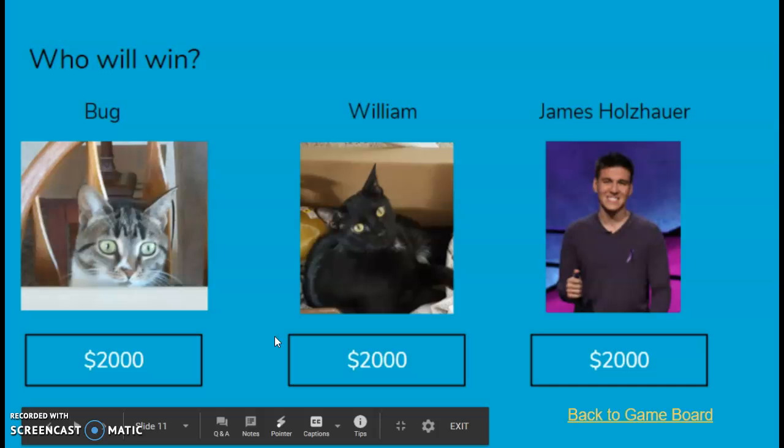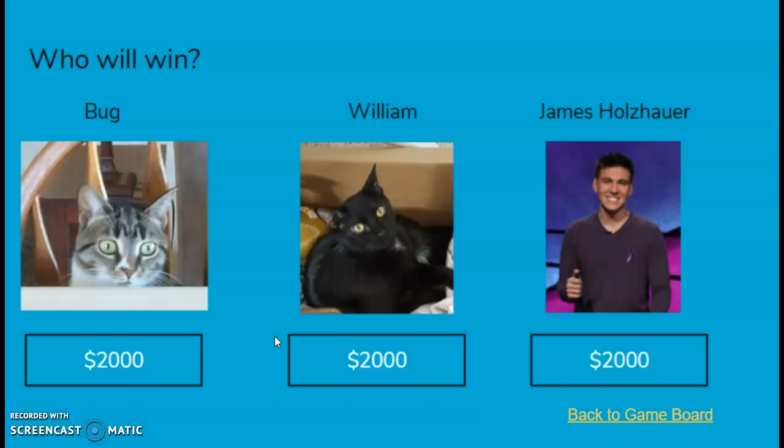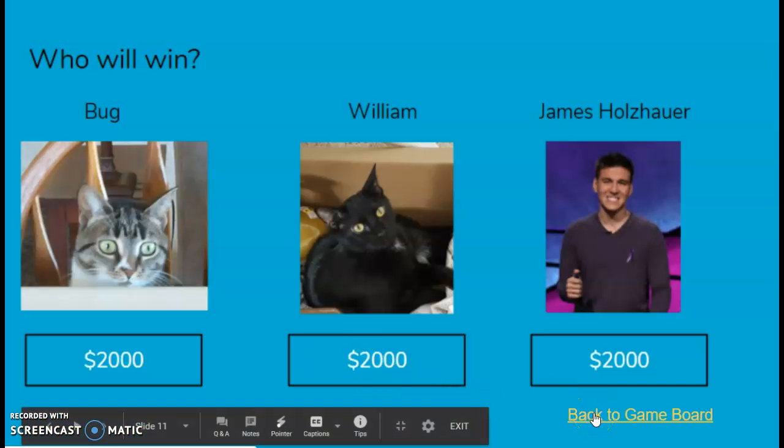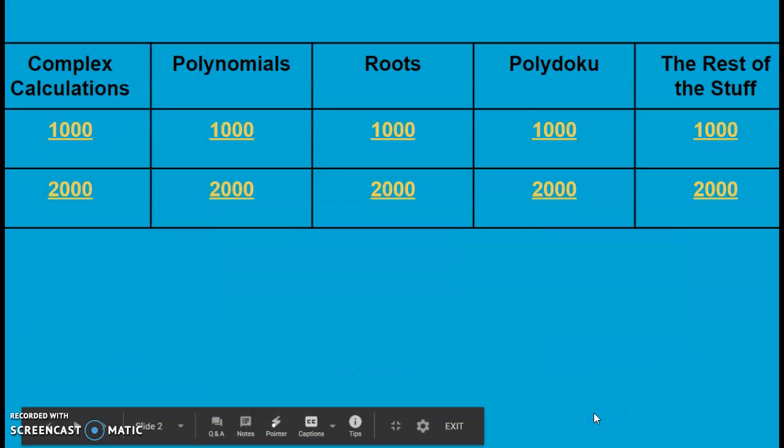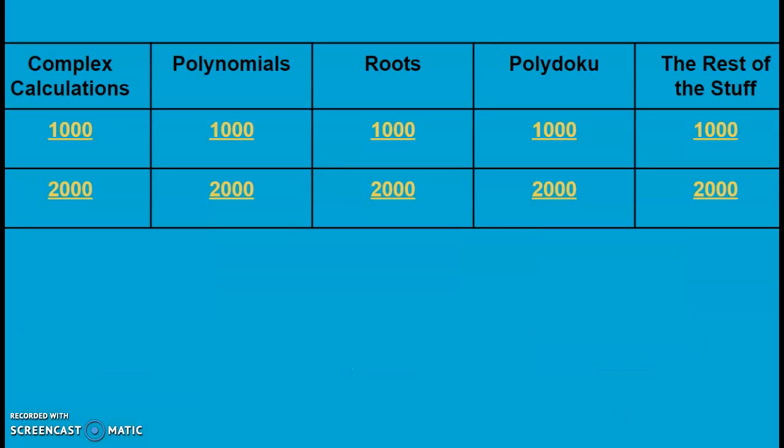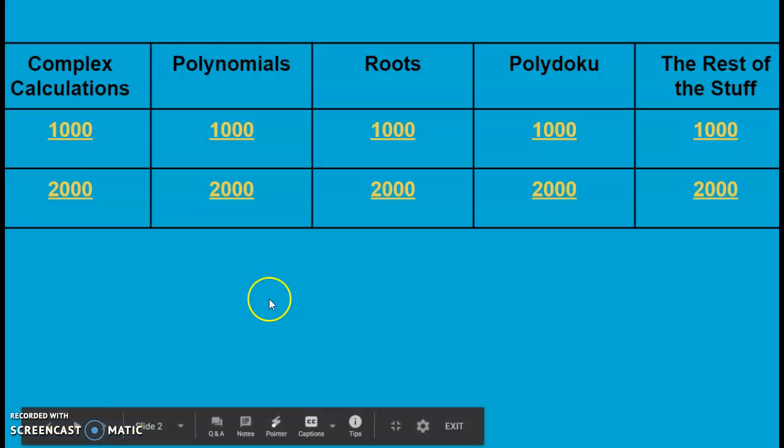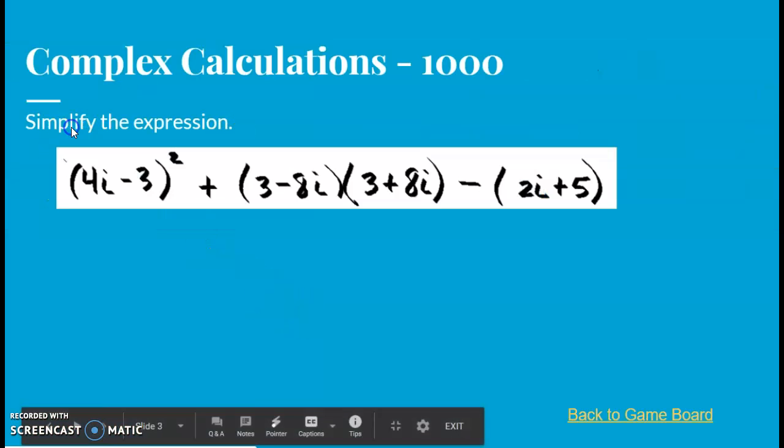Bug gets the points, and now everybody is at 2,000, so we have a three-way tie going on. It's Bug's turn, and she's going to pick complex calculations for 1,000.